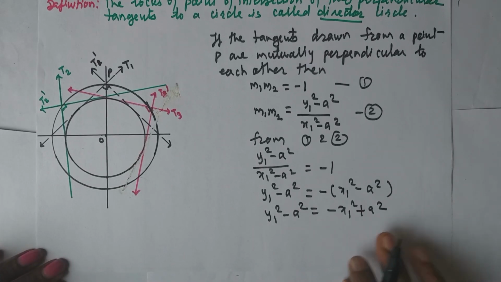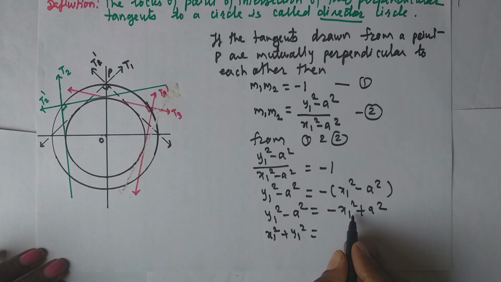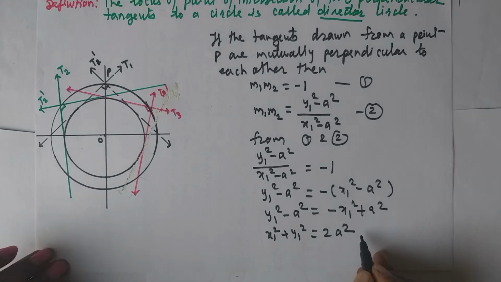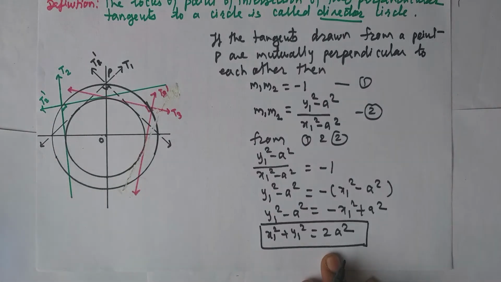Okay. Now transfer this negative term to this side. I will get x1 square plus y1 square, and transfer this a square to this side. Then a square plus a square will be 2a square. Okay. And what is this? This is nothing but the equation of the director circle. In this way, we have got the equation of the director circle. And here the radius of this director circle is root 2 times a.